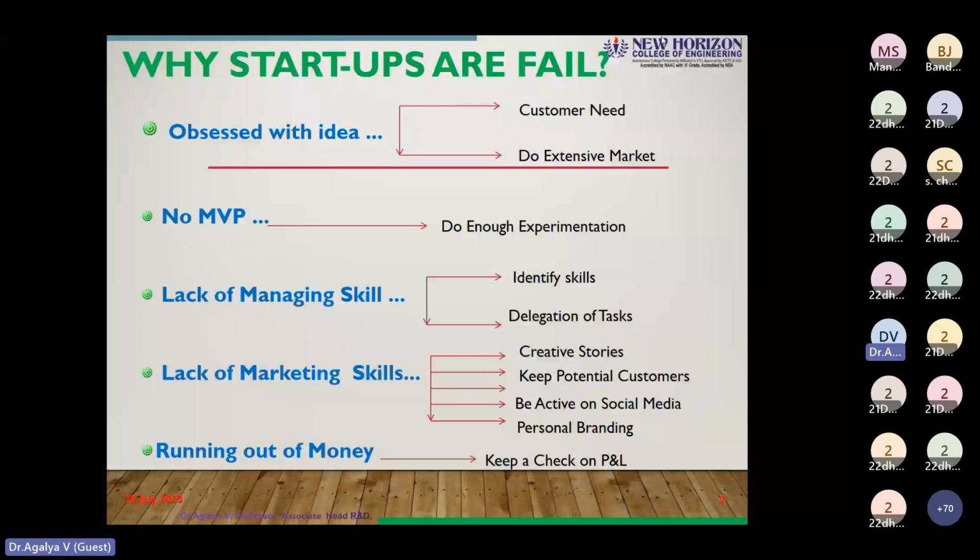We have to do an extensive market survey. What is the need of the customer, and how will you reach out to the customers? Everything you have to do in the pre-planning aspect. If the idea is not accepted by the customer and there is no need for it, then the idea is useless. So the selection of the idea itself is a big task.